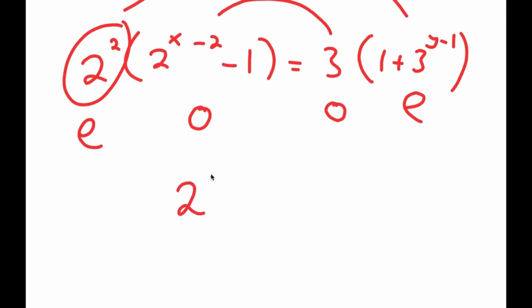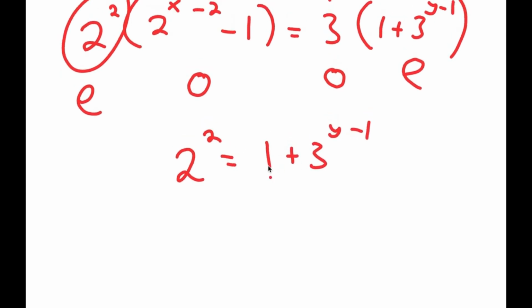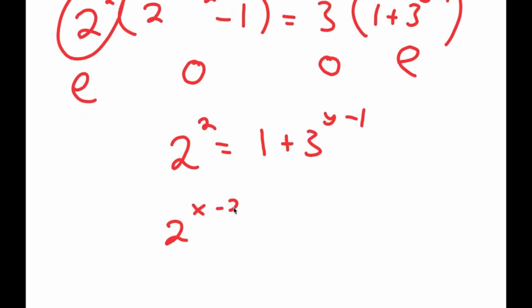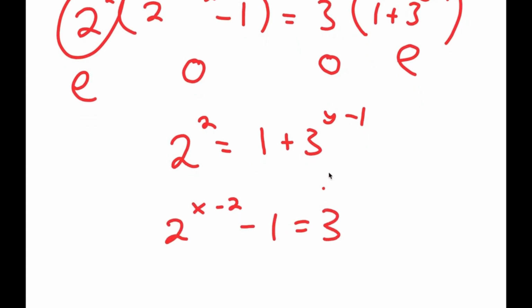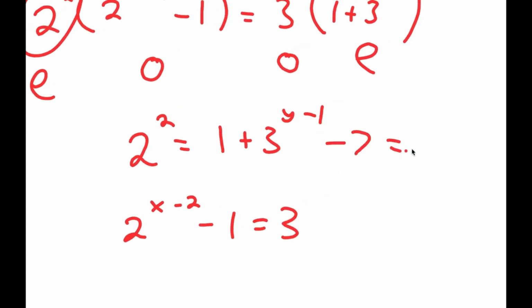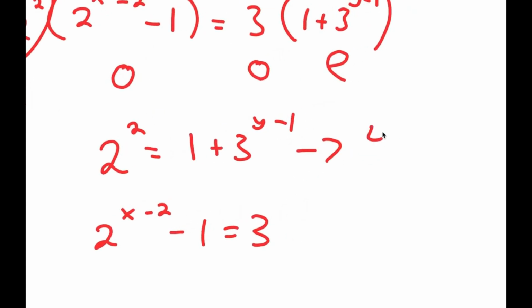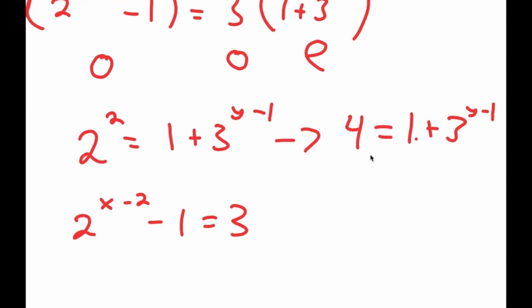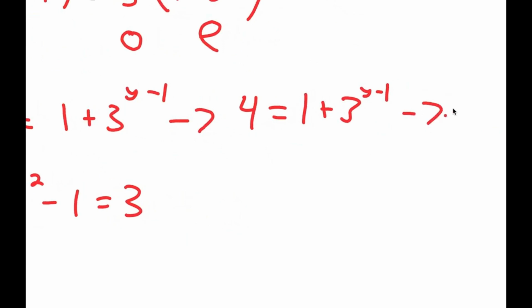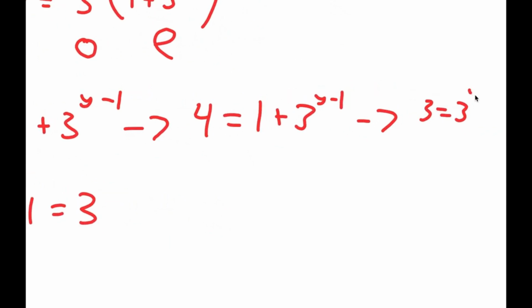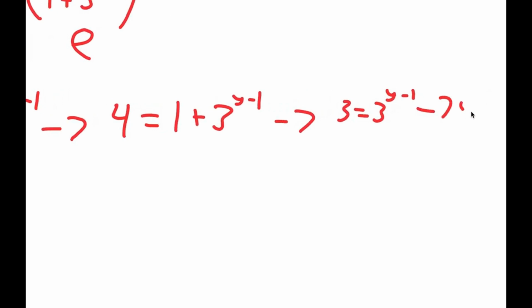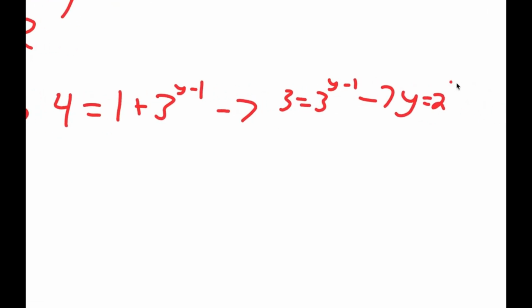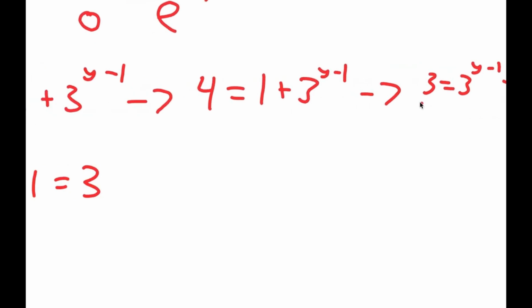So this gives me two equations. I get 2 squared is equal to 1 plus 3 to the power of y minus 1. And I also have 2 to the power of x minus 2 minus 1 is equal to 3. So let's first start with this equation. This is going to equal 4 is equal to 1 plus 3 to the power of y minus 1. And this means that 3 is equal to 3 to the power of y minus 1, meaning y is equal to 2. So the value of y is 2.